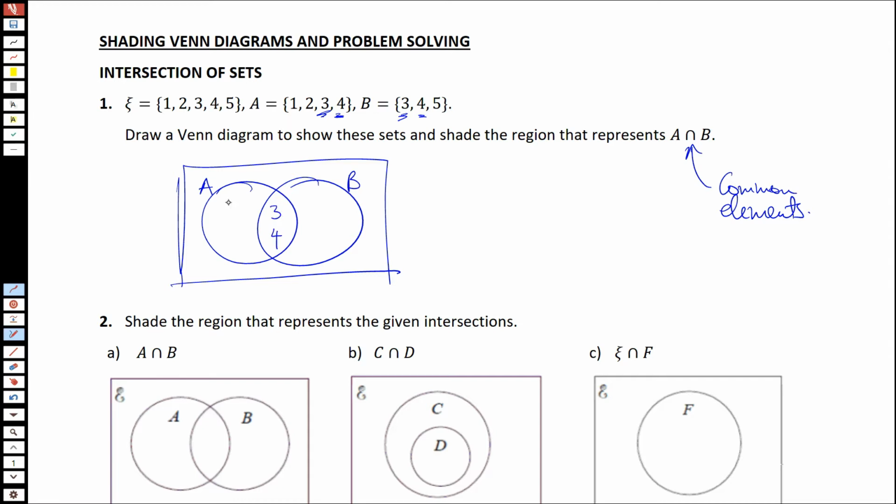And then just A will be 1 and 2, and just B will be 5. And of course, we have the universal set, and the universal set here has all these elements here. So we are required here to shade the region that represents the common elements, and this here is that region. And that's just how you shade the required region in sets.